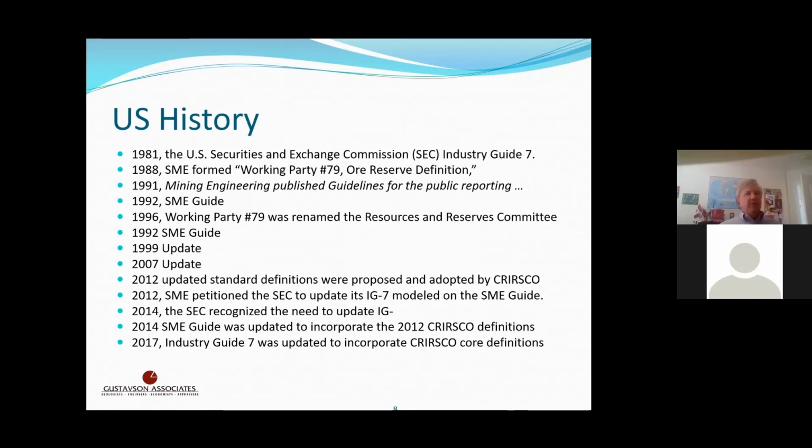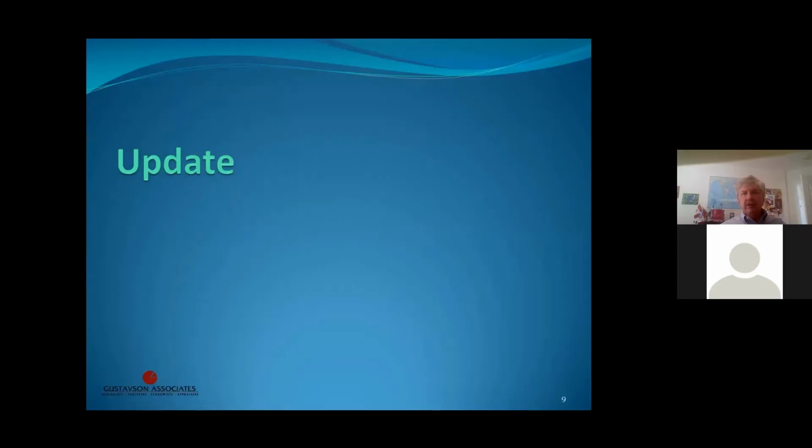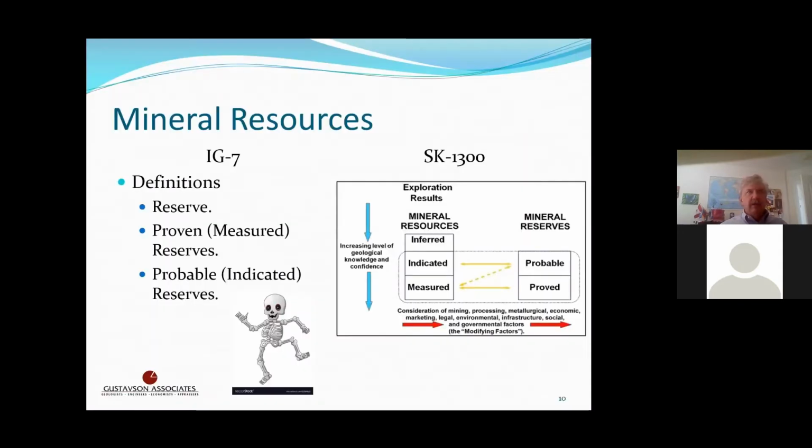In the US, we have a bunch of further dates. There were a number of updates starting from 1981 up through 1987, but all culminated in 2019 when the new guide was published. Actually, December of 2018. So what does this change? There's a few things. Industry Guide 7, as indicated below, was a little bony. Some elements were there, but there was not much flesh.